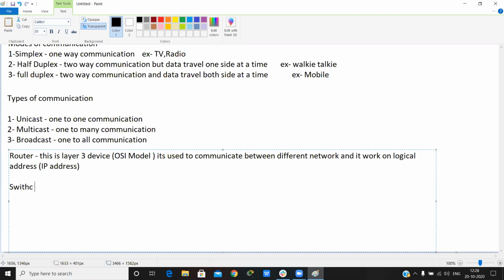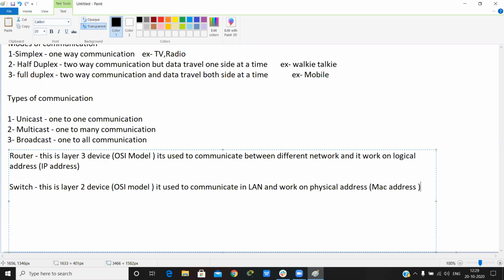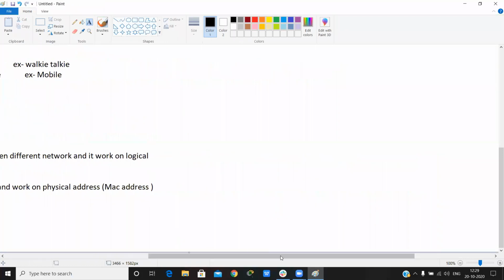Second device is switch. This is a layer 2 device on the OSI model. It is used to communicate in a local area network and works on physical address. Physical address means MAC address. So every device has two addresses: one is logical address and one is physical address. Now learn about network topology.